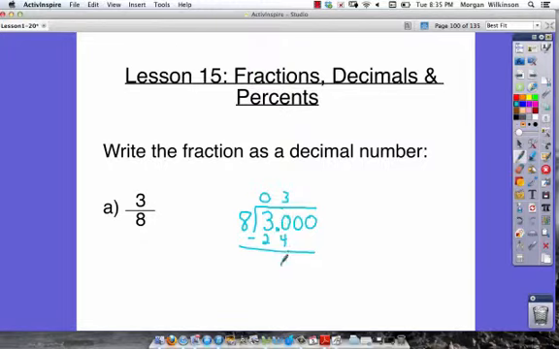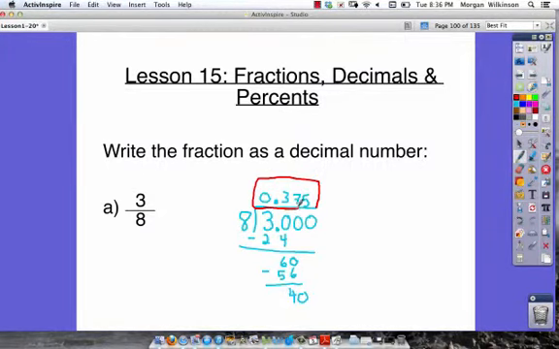We get 6. We're going to bring down the 0. 8 goes into 60 7 times. We get 56. We subtract, and we have 4 left over. We bring down our last 0. 8 goes into 40 5 times. Now the one thing we need to remember when we're dividing a decimal number by a whole number is the decimal point comes straight up. So we get an answer, and we're all done, of 0.375, or 375 thousandths.